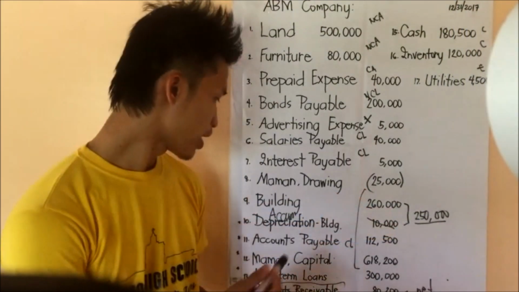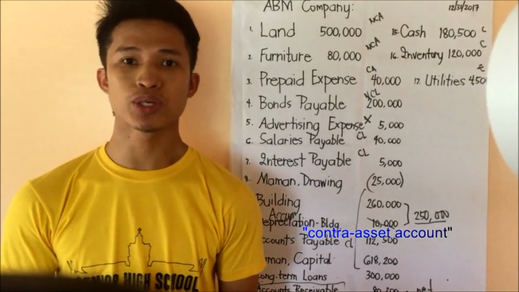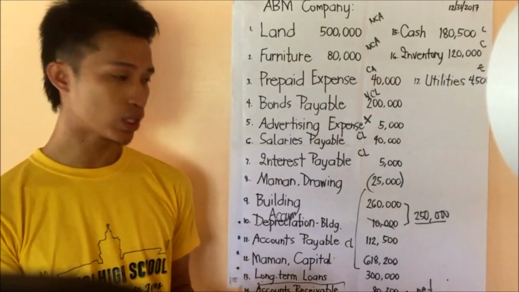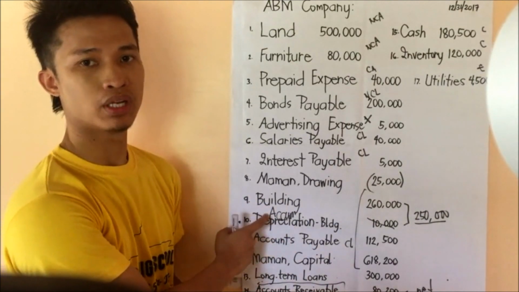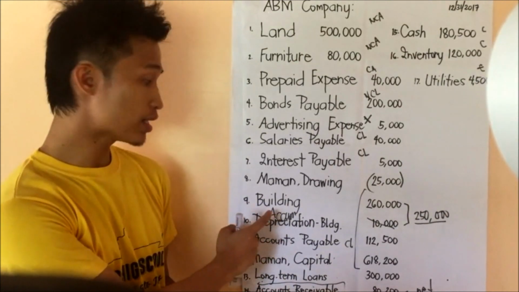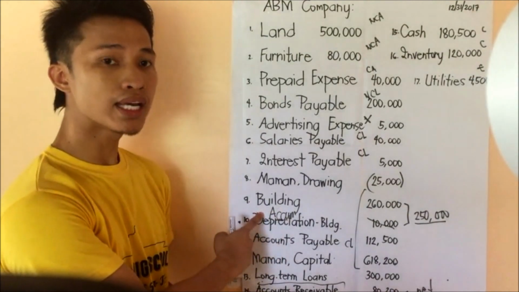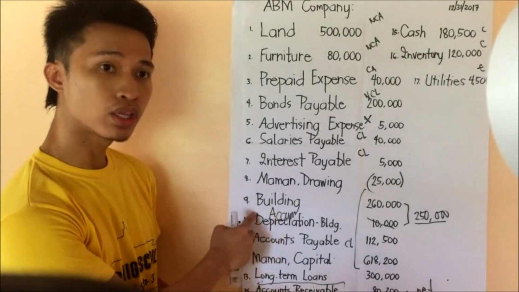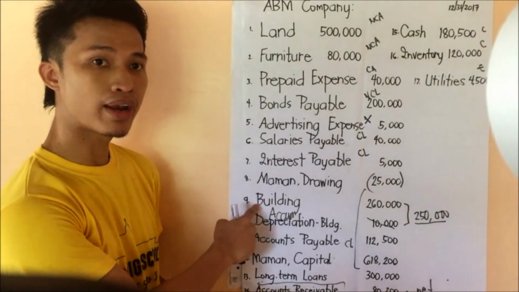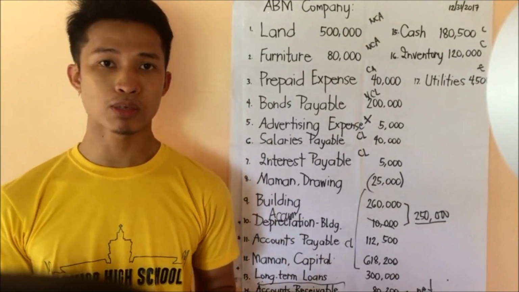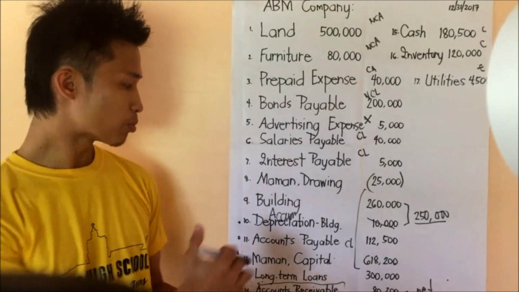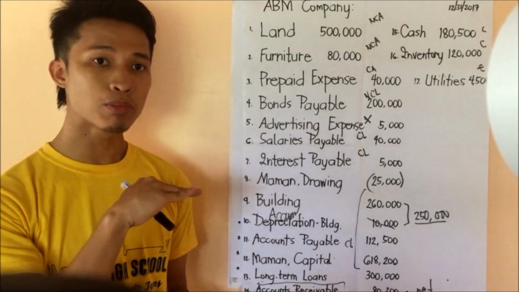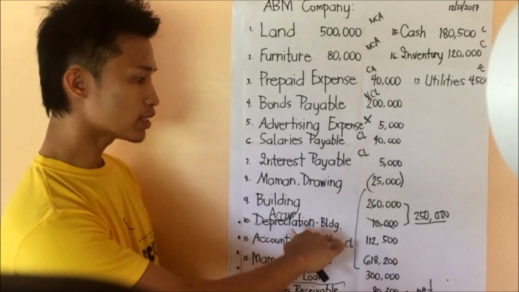Building, non-current asset. Accumulated depreciation is a contra asset account. It's a deduction from the related asset, which is the building in our example. So in this case, it's a deduction from the building. It's not an asset nor a liability, however, it's related to the building, which is a non-current asset. In our statement of financial position, we're going to present it under building. So after building, you're going to write it accumulated depreciation, building, 10,000.